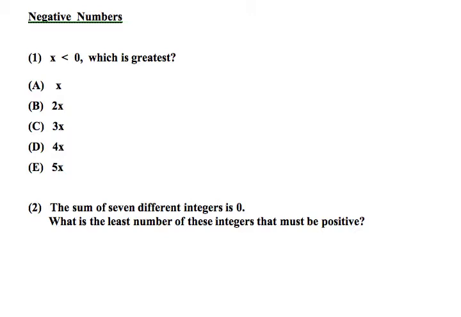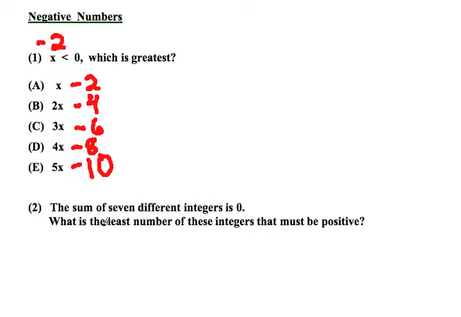So looking at negative number problems, for example, if x is less than 0, which is greatest? Well, as always, we want to work with some specific numbers. So what if x is equal to negative 2? So that's negative 2. 2 times negative 2 is negative 4. 3 times negative 2, negative 6, and so on. Fairly easy problem, but always make sure you're giving them exactly what they want. Which is greatest? Well, negative 2 is less negative, so the answer is A.